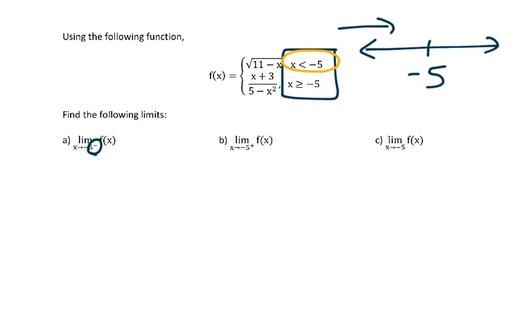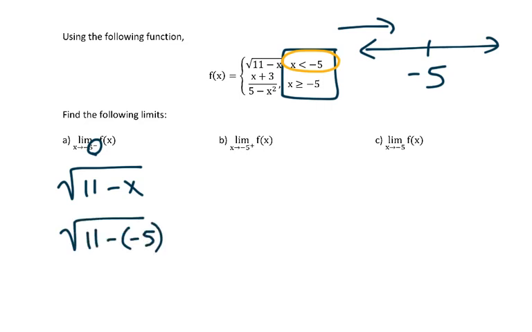So if I want to find the limit as x is approaching from that side, I'm going to use direct substitution, and let's see if that works. I'm going to start with this function, and I'm going to plug in -5 for x. And if we simplify that, I get the square root of 16, which equals 4. So this is saying that as x approaches -5 from the left side, the y values are approaching 4.